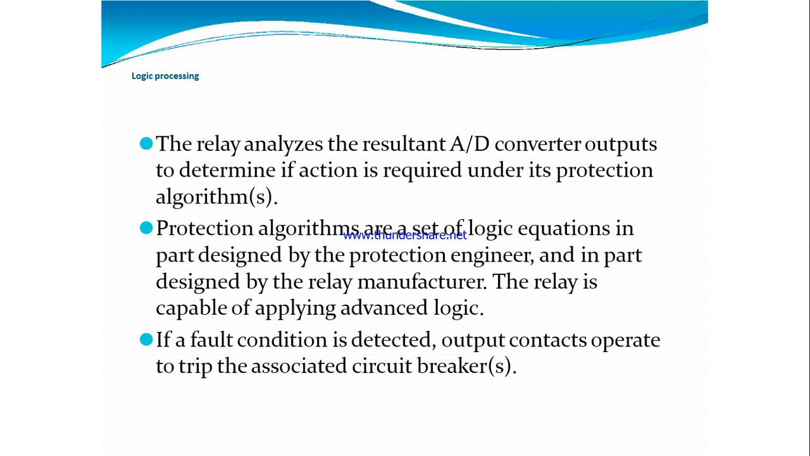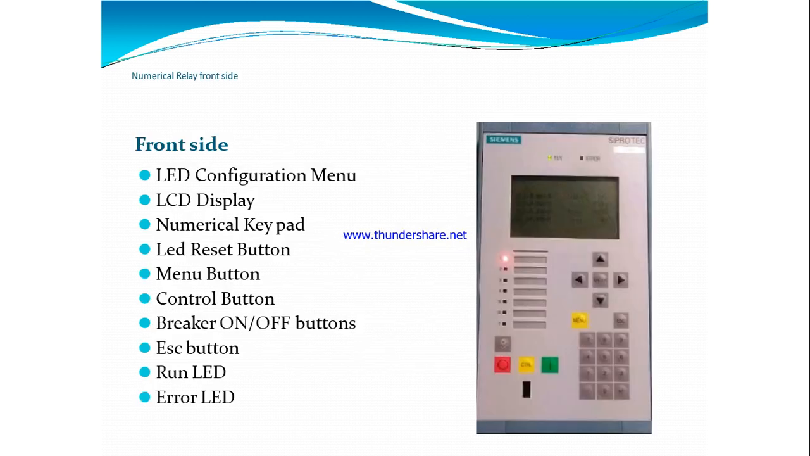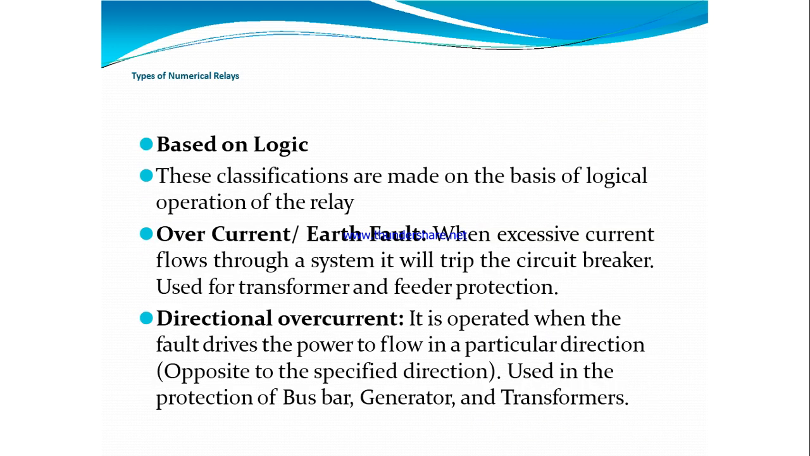While considering the logic processing, the relay analyzes the resultant ADC output to determine if action is required under its protection algorithm. The signal is first compared to the standard signal to detect whether any fault has occurred. If a fault condition is detected, output contacts will operate to trip the associated circuit breaker. This is the front side. It consists of an LED configuration menu, LCD display, numerical keypad, LED reset button, menu button, control button, breaker on or off buttons, escape button, and then the run LED and error LED.